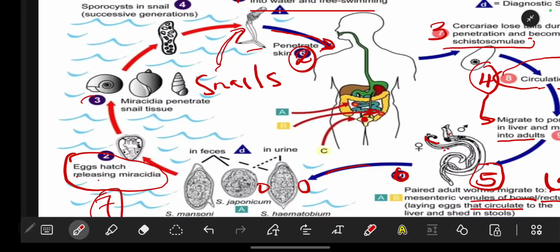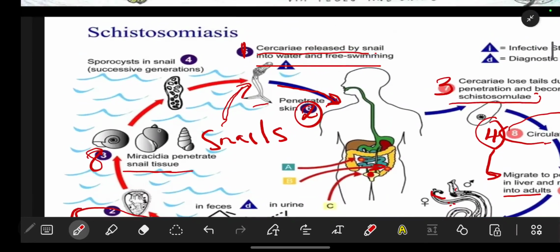So when they penetrate the snail, that will be another step. They will be able to penetrate the snail. Then after that, they will be able to change. They will be able to become sporocytes. And finally, they will become Cercaria again, which will be your number 10.